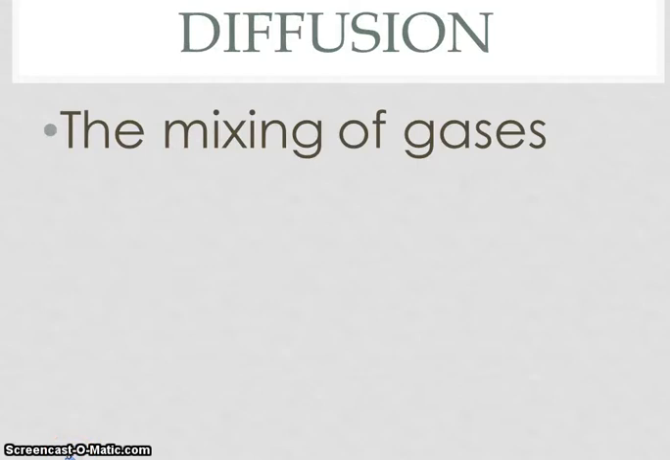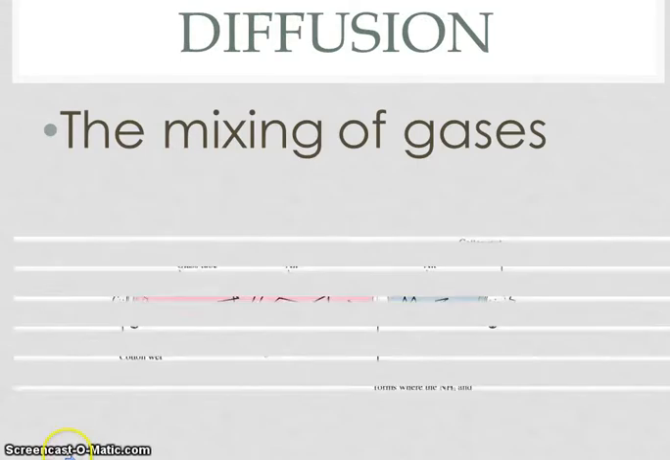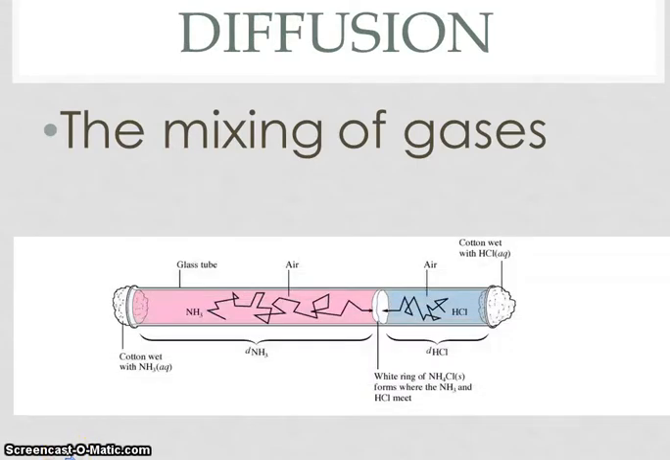Diffusion is very similar. It's the mixture of gases. So if we were to look at this as an example, we have a hollow glass tube, kind of like a straw. On this side, we have a cotton ball that's wet with ammonia. And on this side, we have a cotton ball that's wet with hydrochloric acid. Each of those liquids will release gases.